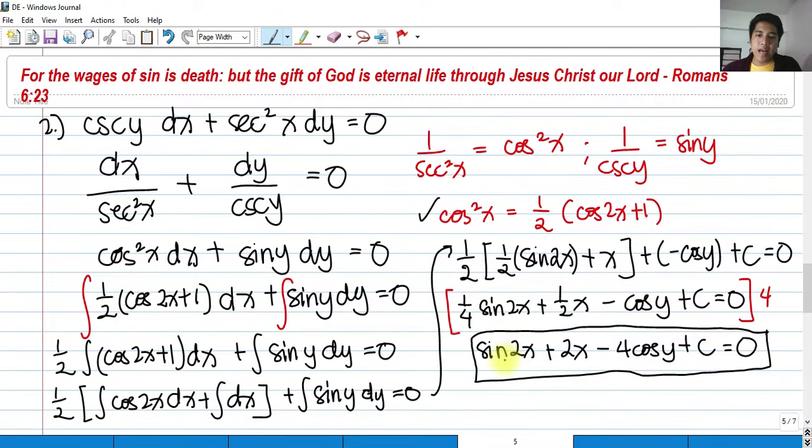We know that this still has a trigonometric function. If you want to simplify further, sine of 2x, you can still simplify, but we can accept it as our final answer for this problem.